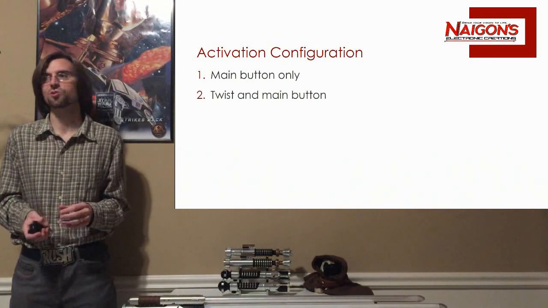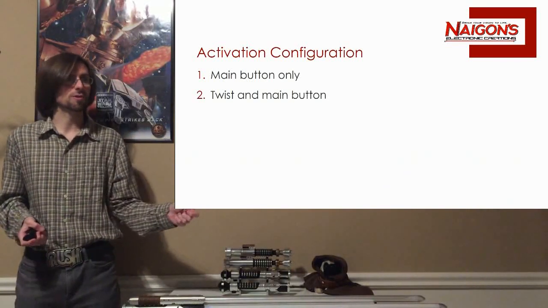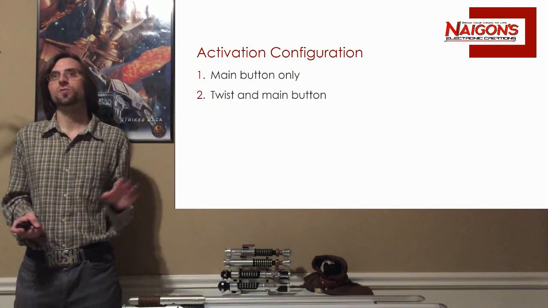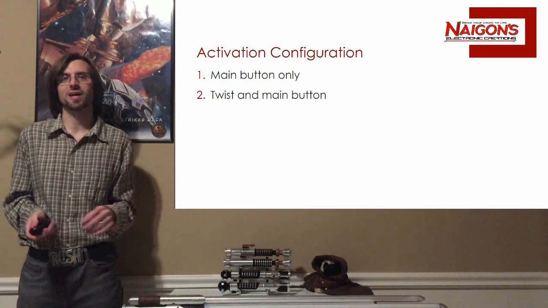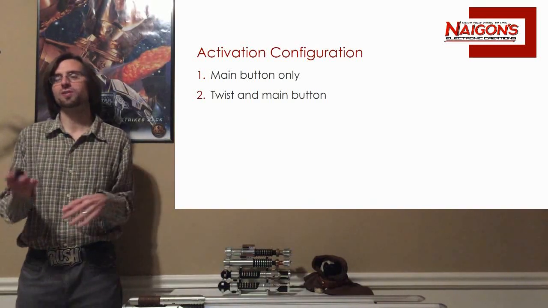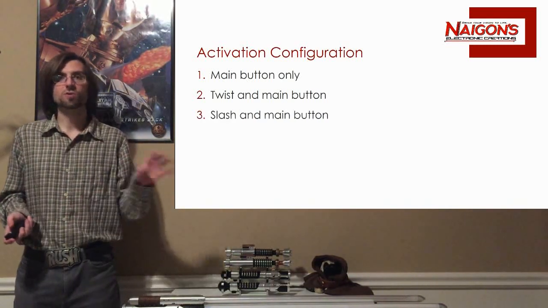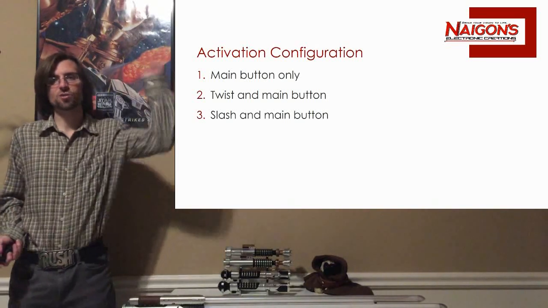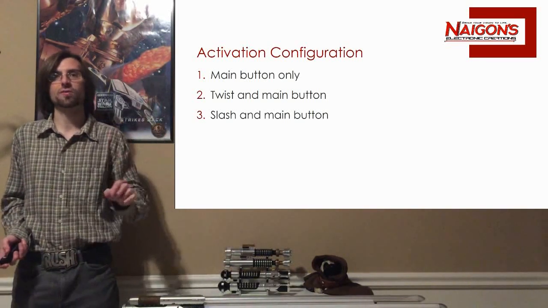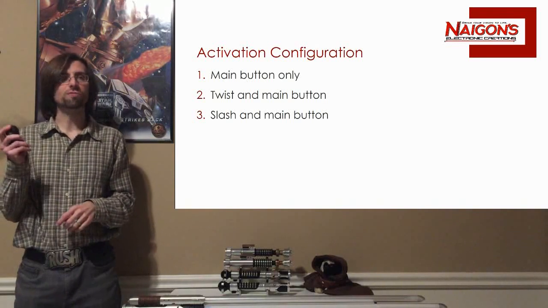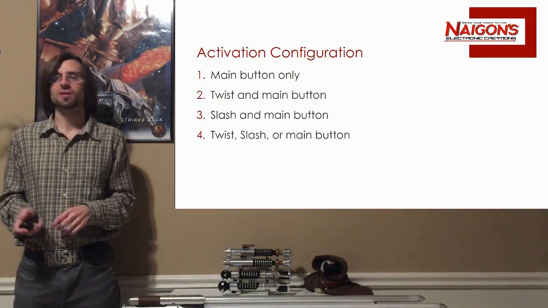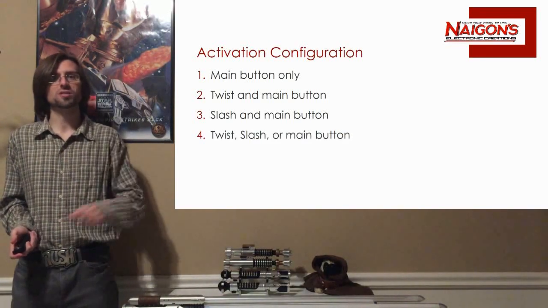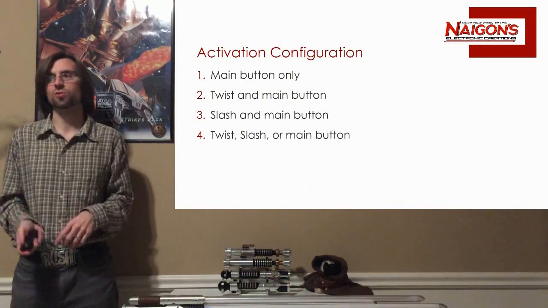The second way you can choose is to either twist the Saber or to push the main button. So this was the previous way that you always had to have with the original i2 release. Now there's a third new way, which is you can do a slash, which is a hard swing to turn it on, or the button. And fourth is you can actually choose any of those. So twist, slash, or button will turn it on.